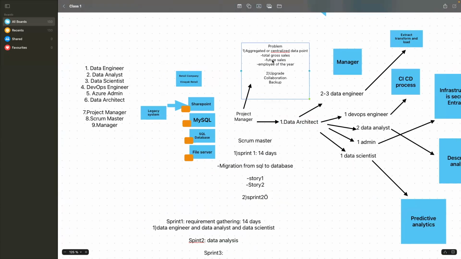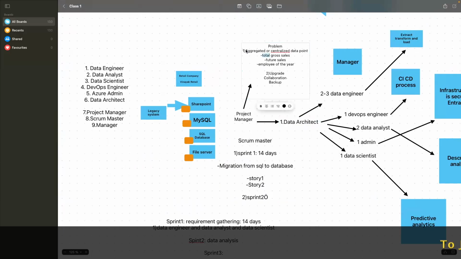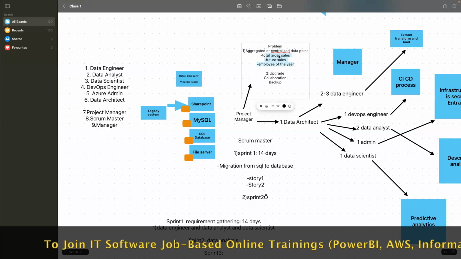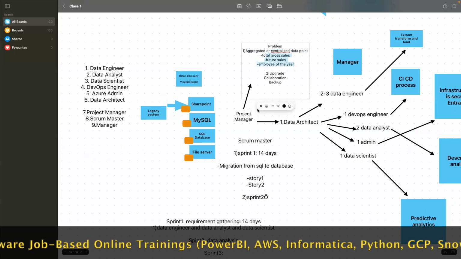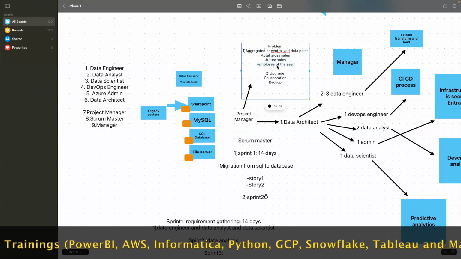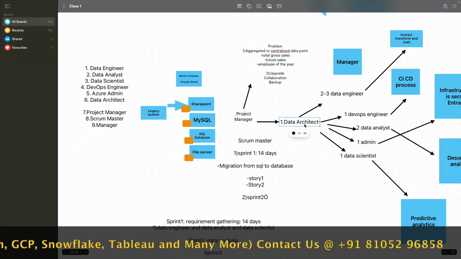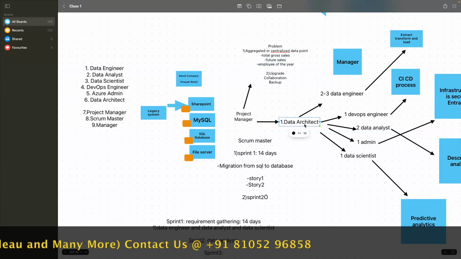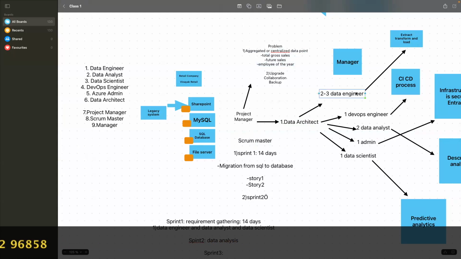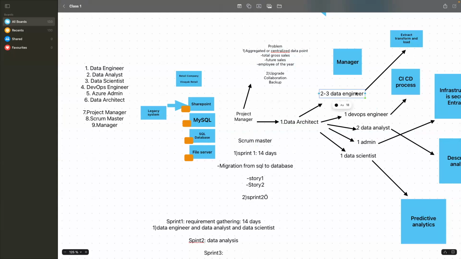So suppose this is the problem: aggregate or centralize data points, then understand gross sales, future sales, and all of that. The project manager will understand the problem and then communicate it to a data architect. The data architect will create an architecture diagram to solve that particular problem, right? And then you need a data engineer to do the steps which I just told you.